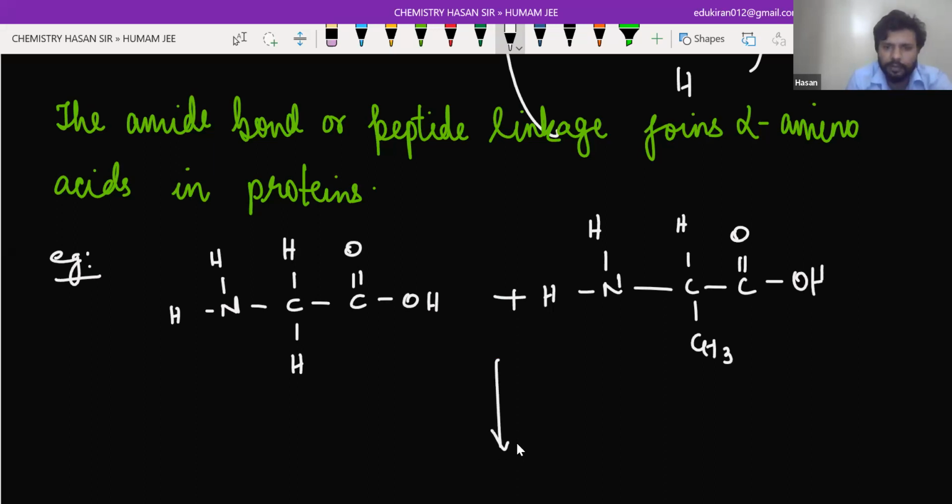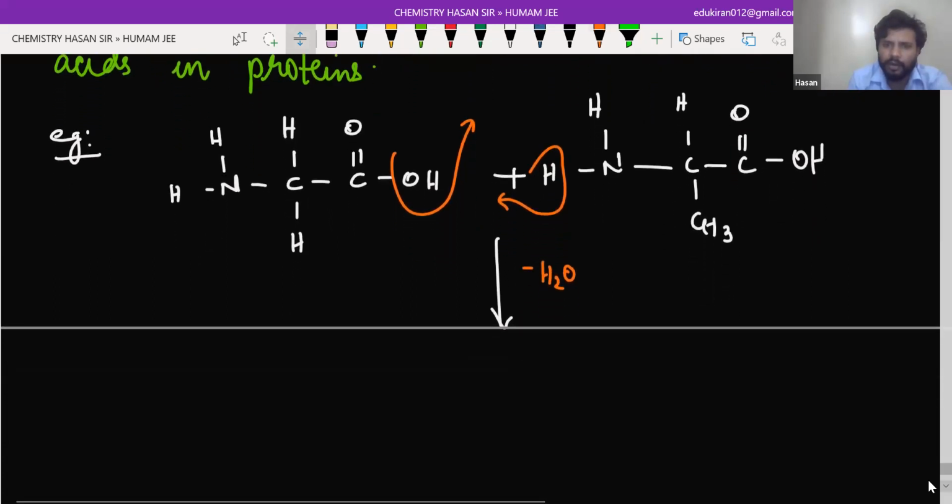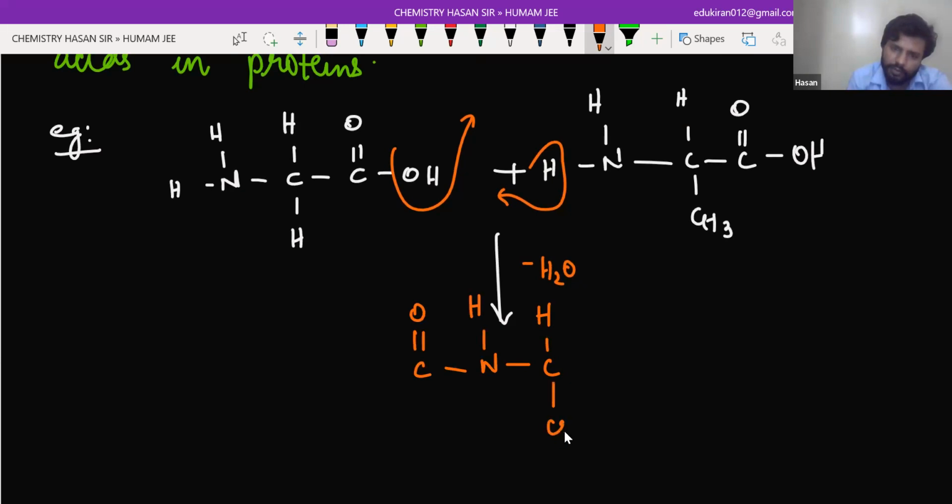Now what will happen? From this, H2 is going out, and from this, H will go out. Basically, you are going to remove H2O. So when you remove H2O, that means nitrogen and carbon now will have a bond between them. And what type of bond this is, you can see C double bond O, nitrogen, then hydrogen. And the rest part is as it is. Here it is hydrogen, hydrogen, hydrogen, CH3 is there. And then carboxylic acid, C double bond O, OH. And here comes your C, H, H. And then comes your NH.